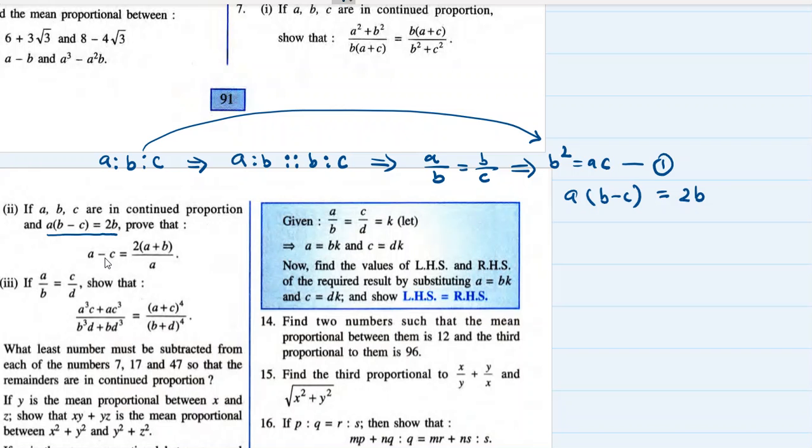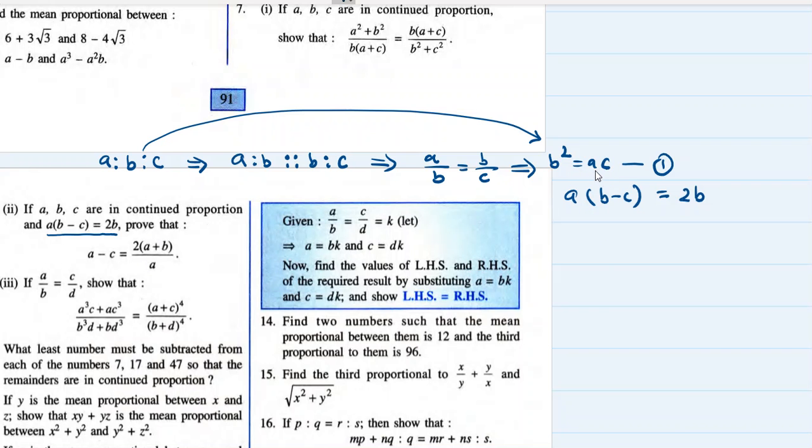So, in order to do that, I will need to replace this B and put it in terms of A and C. Then I think I can simplify it further. That's what I think. So let's see how to do it.